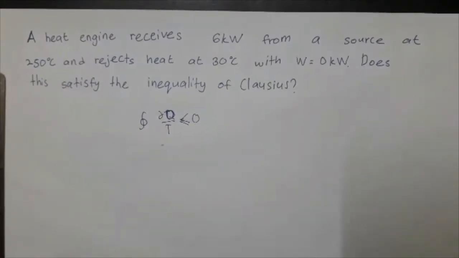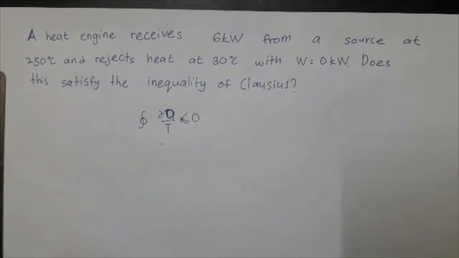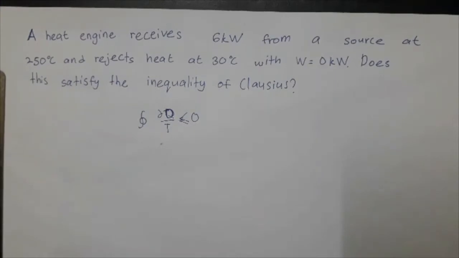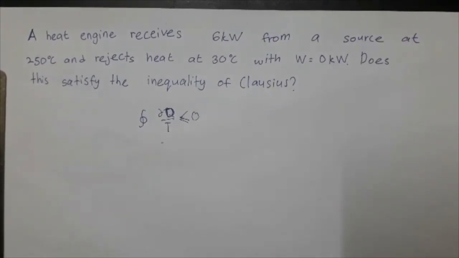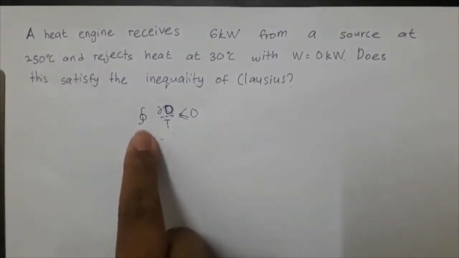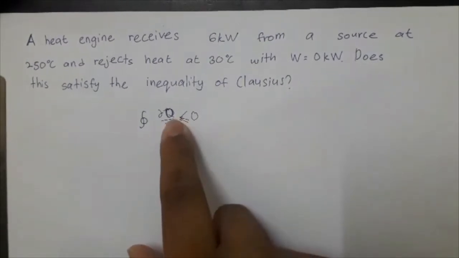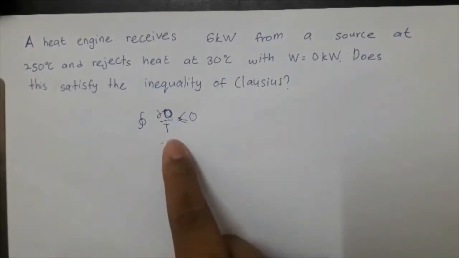So this is a question for the Clausius inequality. A heat engine receives 6 kilowatt from a source at 250 degrees Celsius and rejects heat at 30 degrees Celsius with work done equal to 0 kilowatt. Does this satisfy the inequality of Clausius? As we know, the Clausius inequality states that for any possible cycle, the cyclic integral of delta Q over T is less than or equal to 0. Mathematically we write the integral of delta Q over T is less than or equal to 0. Q stands for the heat transfer, and T is the temperature in Kelvin.